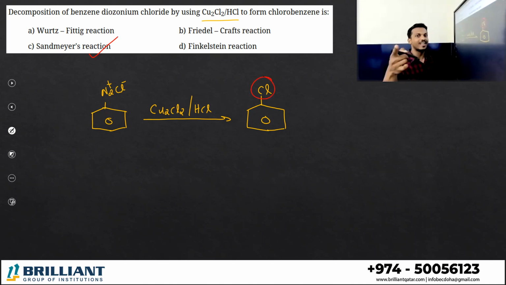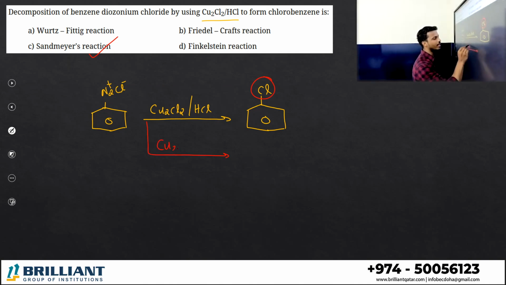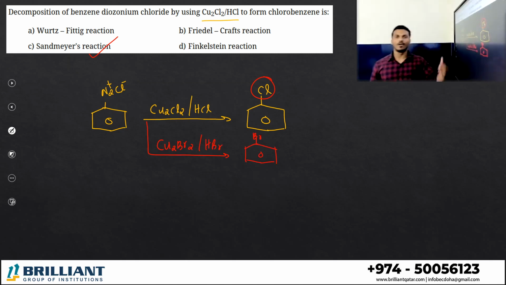This is chlorine. What is the other halogen? Yes, bromine. How do you add it? Cu2Br2 in presence of HBr, then you will get bromobenzene. You can add only chlorine and bromine on the benzene ring by using Sandmeyer's reaction. What is the difference between Sandmeyer and Gattermann? In Gattermann, instead of Cu2Cl2 or cuprous chloride, we use copper powder. That's it. You know the Wurtz-Fittig, Friedel-Crafts and Finkelstein reactions. Sandmeyer's reaction is the correct answer.